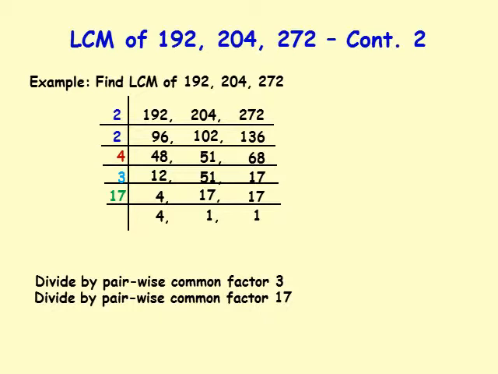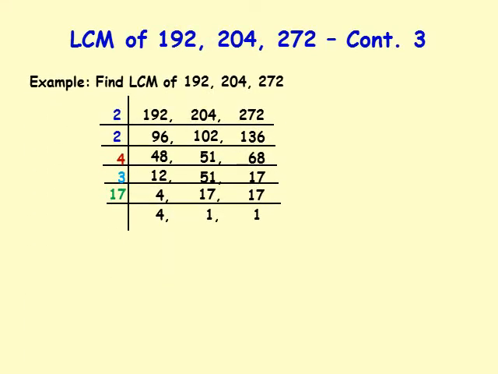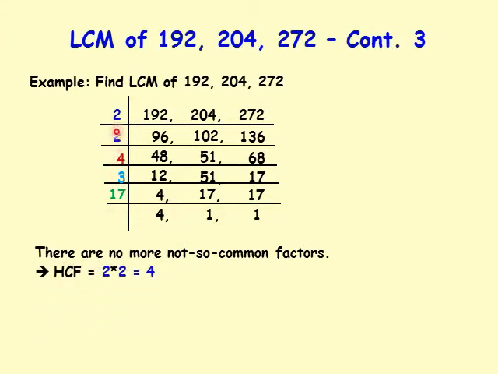Let's continue with the problem of the LCM of 192, 204, 272. We got so far 2 and 2 as the two common factors to all the numbers, that's the HCF, and 4 is a common factor of two numbers, 48 and 68. 3 is a common factor of the first two numbers, 12 and 51. 17 is pairwise common to 17 and 17. There are no more not so common factors anymore. These are all individual factors. So the HCF is 2 times 2, the product of the factors which are common to all the numbers.